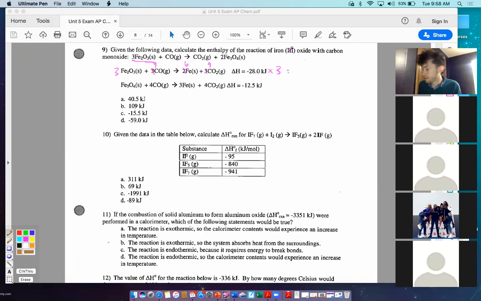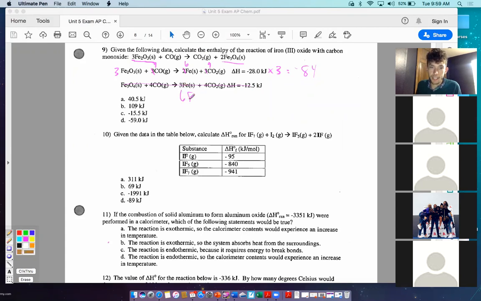28 times 3 is 84. So this becomes a negative 84. This puzzle piece does. And then let's see what else I need. I need Fe3O4 as a product, but it's right here as a reactant. And I need 2 of them. So I'm going to cross this whole thing out. And I'm going to multiply it by -2, basically. I'm going to flip it and multiply it by 2.